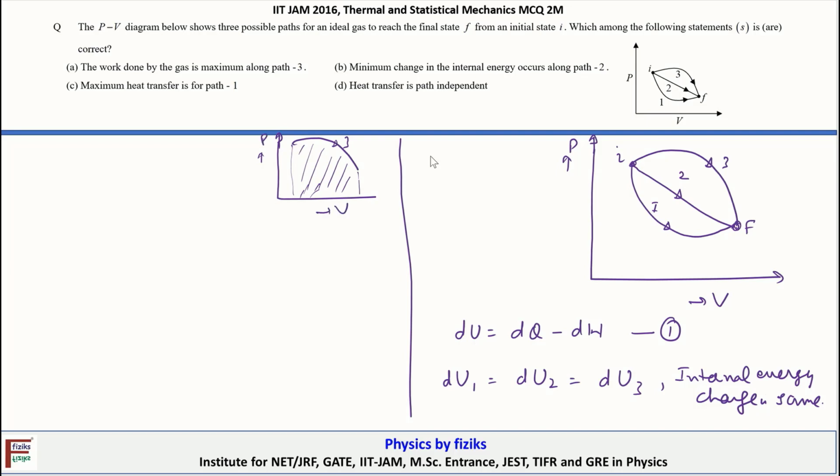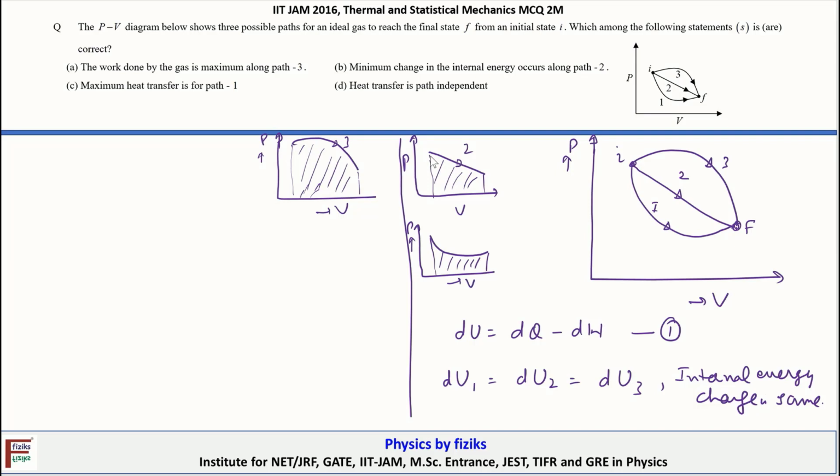If we compare the work done in three different processes, for process 2, this is a P versus V diagram, and for process 2 between the same equilibrium states, the corresponding work done will be this area. This is for process 2. Similarly, for process 3, between the same equilibrium states, the shaded area will give us the corresponding work done here.